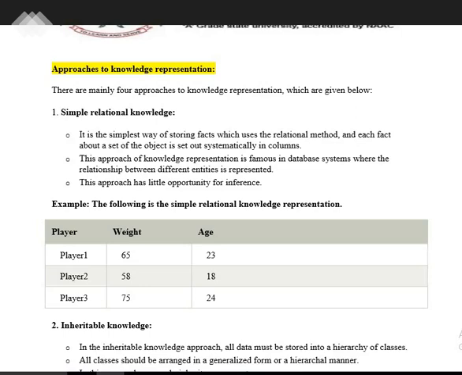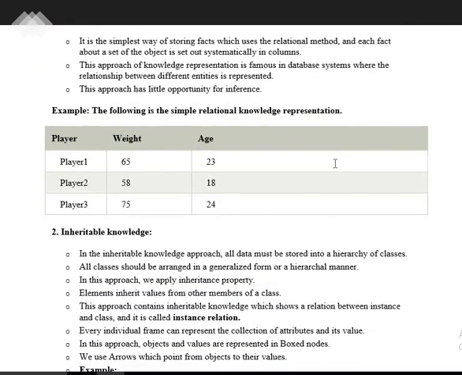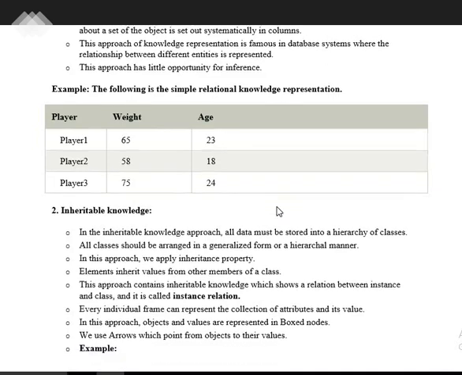The approach of knowledge representation is famous in the form of a database system, where the relationship between the entities is represented using the method of an ER diagram, the entity relationship diagram, as we say. Below is the tabular format of representation. We have the entities player, weight and age: player 1, player 2, player 3. The weights are assigned as 65, 58, 75 and the age is mentioned. This is the simpler way of representing knowledge in a database system.